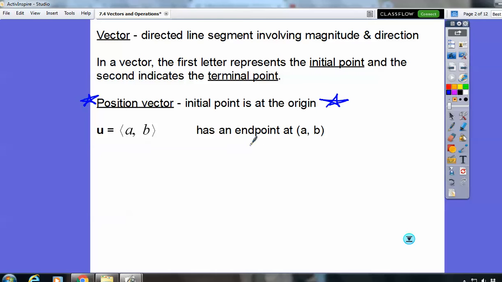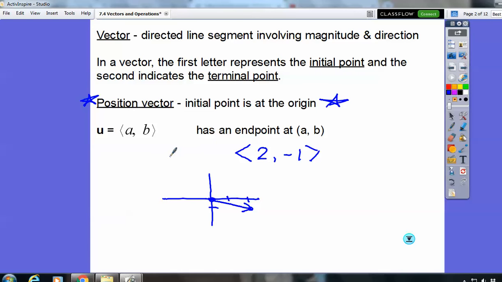So if I just said vector ⟨2, -1⟩, if it's a position vector, that means my initial point is the origin. My endpoint is (2, -1). And we draw a little arrow on the end to show the direction. Okay, and that's all that it is. So just like plotting a point, we draw the segment in between them and then we draw the arrow to show the direction the vector was traveling.